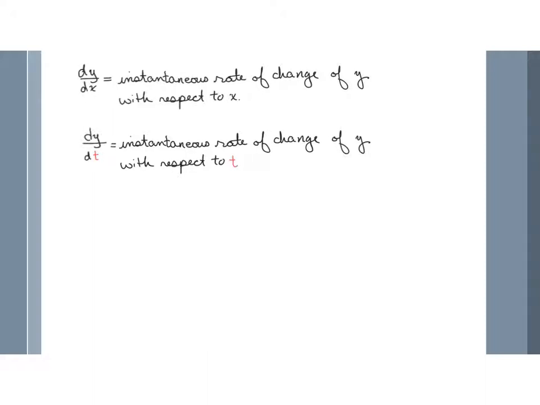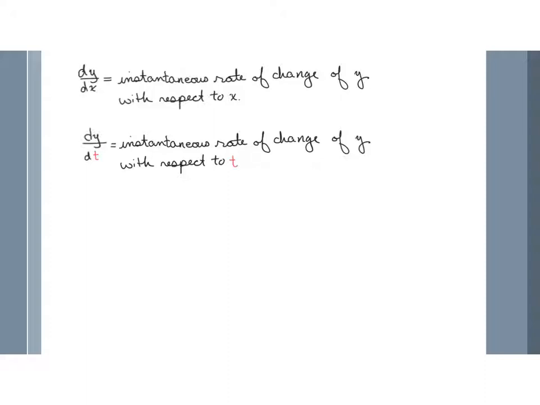Something to remember is that we have two derivatives on this page, dy/dx and dy/dt. They are similar, but they are not the same. dy/dx is the instantaneous rate of change of y with respect to x. Likewise, we have the instantaneous rate of change of y with respect to t in this derivative. In this section, we will see y's and x's, but we will be differentiating with respect to t.